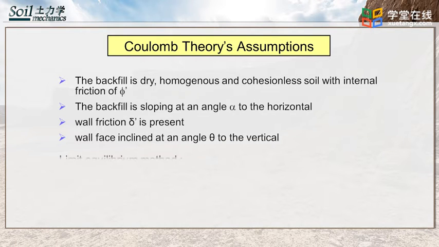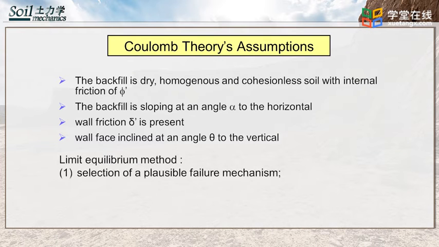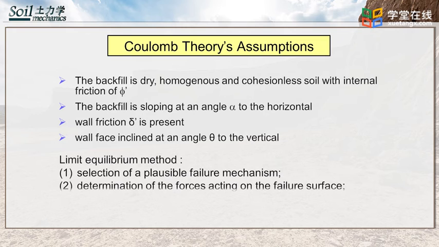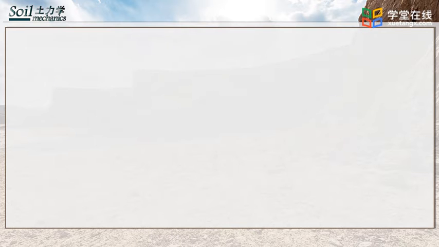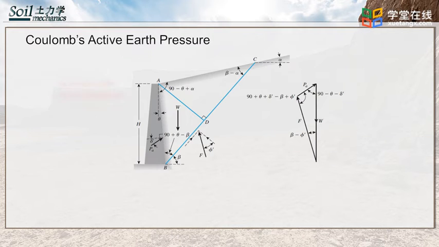To use the limit equilibrium method, first we need to select a plausible failure mechanism. Then determine forces acting on the failure surface, and use equilibrium equations to determine the maximum thrust. This figure shows the calculation model for Coulomb's active earth pressure.